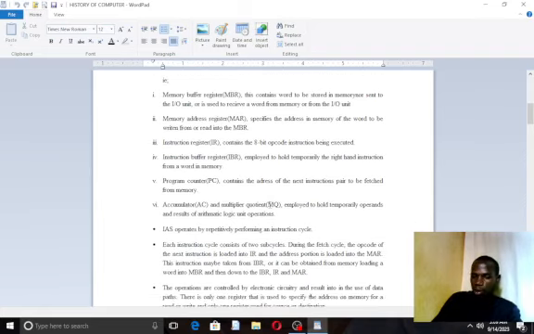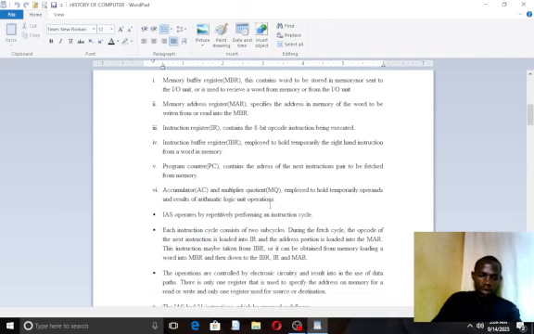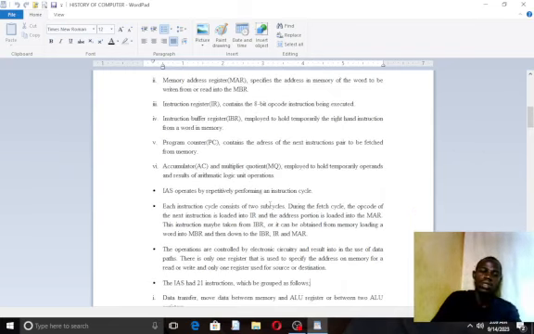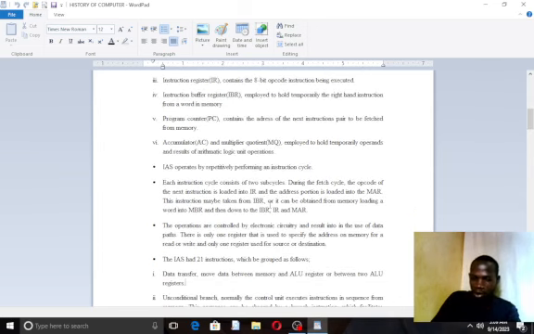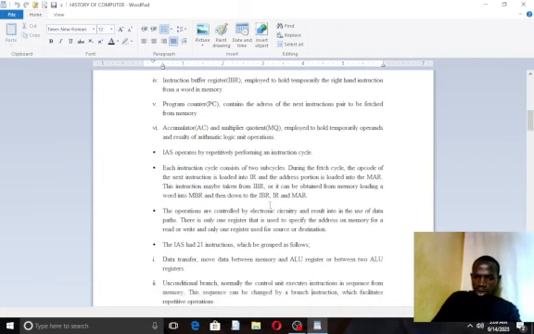So the IAS computer operates by repetitively performing an instruction cycle. Each instruction cycle consists of two sub-cycles. During the first cycle, the opcode of the next instruction is loaded into the instruction register, and the address portion is loaded into the memory address register.